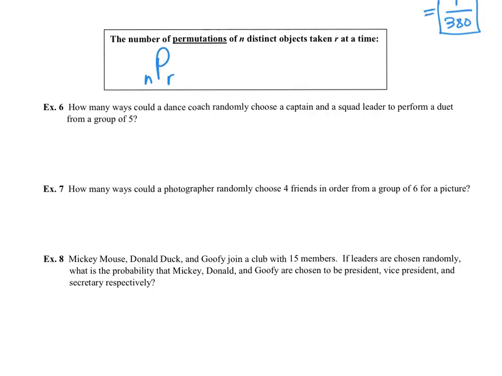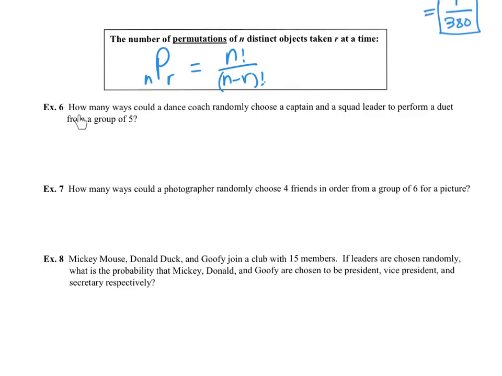So in other words, when you see this symbol, it means the permutation of n things taken r at a time. Now, there's a formula for calculating that, and it looks like this. It's going to be n factorial over n minus r factorial. All right, so let's look at some examples where we actually use that formula.